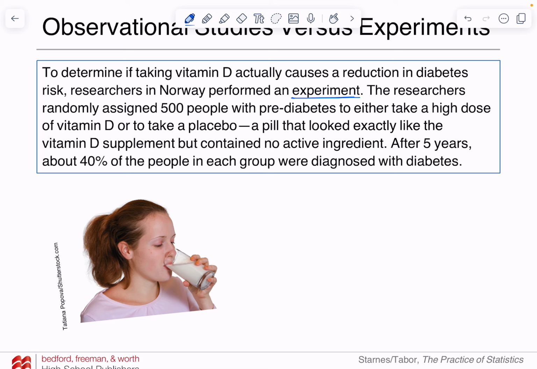So researchers in Norway performed an experiment about vitamin D. The researchers randomly assigned 500 people with pre-diabetes to either take a high dose of vitamin D or to take a placebo, a pill that looks exactly like vitamin D supplement but contained no active ingredient. After 5 years, about 40% of the people in each group were diagnosed with diabetes.